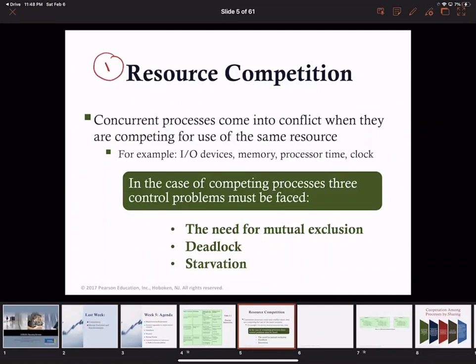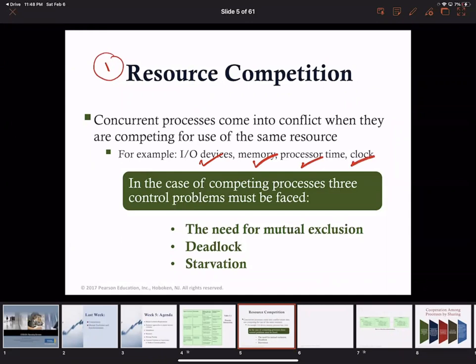Concurrent processes come into conflict with each other when they are competing for the use of the same resource. In its pure form, we can describe the situation as follows. Two or more processes need to access a resource during the course of their execution. That means each process is unaware of the existence of the other processes, and each process is unaffected by the execution of the other processes. It follows from this that each process should leave the state of any resource that it uses unaffected. Examples of resources include input-output devices, memory, processor time, and the clock.